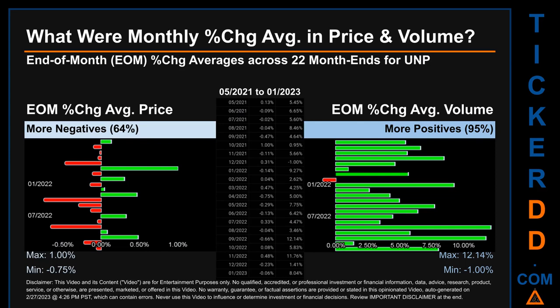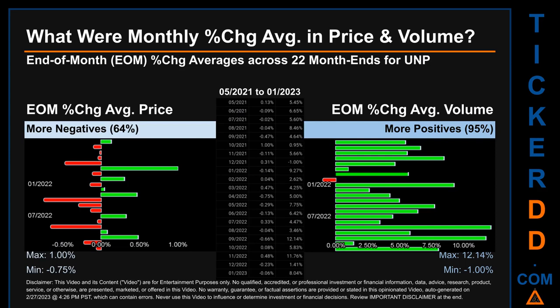What were end-of-month percentage change averages in price and volume for UNP? The monthly average of percentage change, in price and in volume, were calculated for each of the 22 month ends. That calculation took daily percentage changes and averaged them for each given month. If a month end came out negative, then it means that the month summarily saw a negative change.